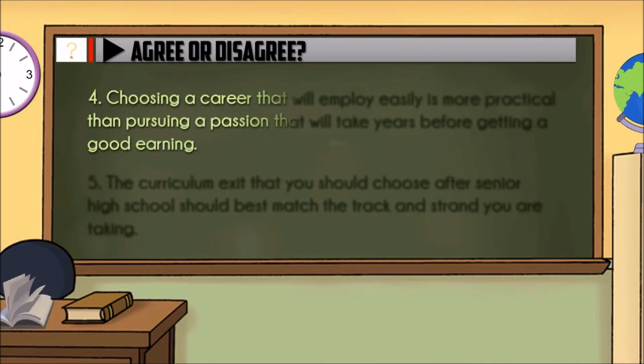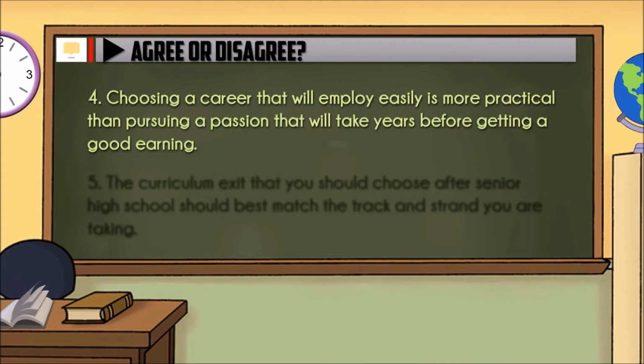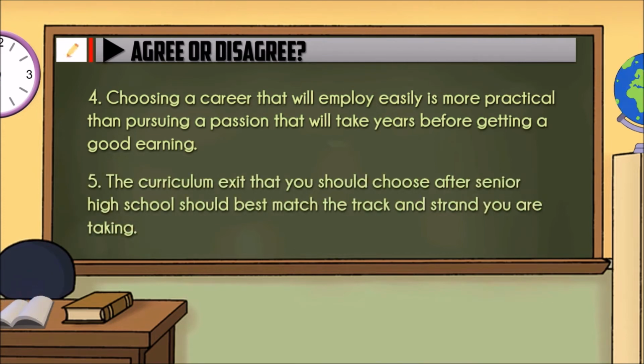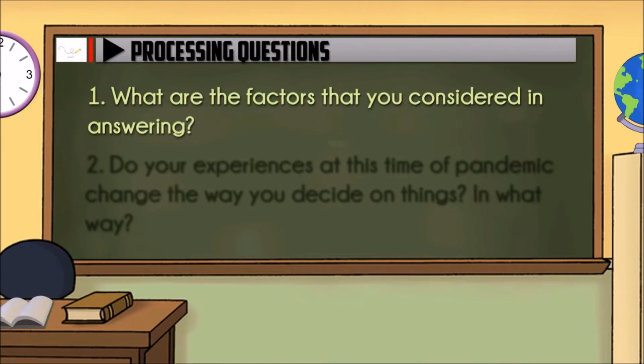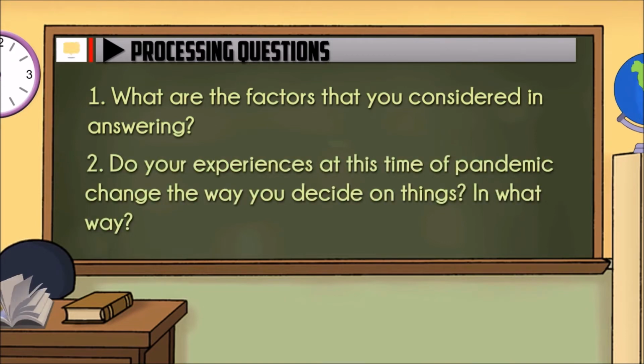Number 4. Choosing a career that will employ easily is more practical than pursuing a passion that will take years before getting a good earning. Number 5. The curriculum exit that you should choose after senior high school should best match the track and strand you are taking. Processing questions. Number 1. What are the factors that you considered in answering? Number 2. Do your experiences at this time of pandemic change the way you decide on things? In what way?